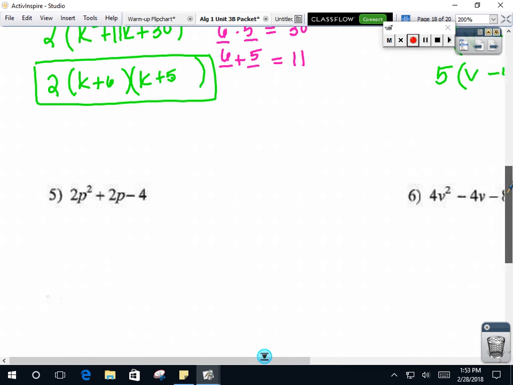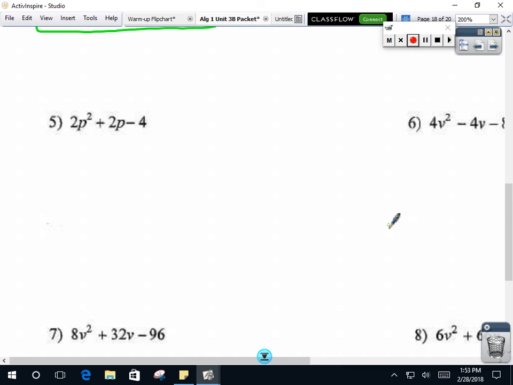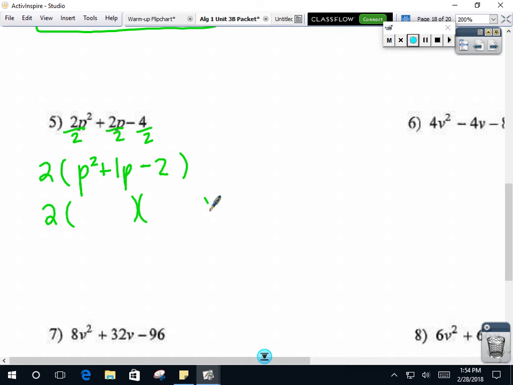All right. Number 5. What is the GCF? 2. 2 can be taken out of all 3 terms evenly. And when you take it out of 2p squared, 2p, and 4, what trinomial remains? P squared plus 1p, in which you don't really have to write that one, but you can, and then minus 2.